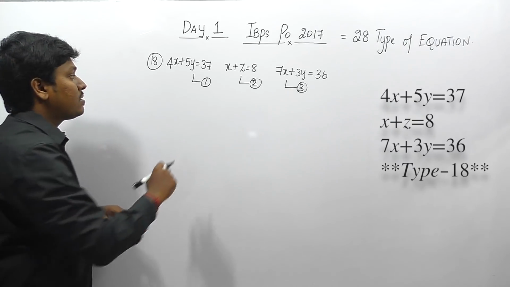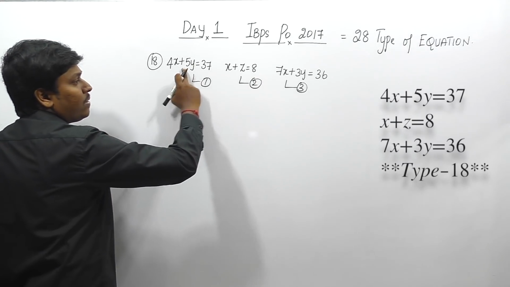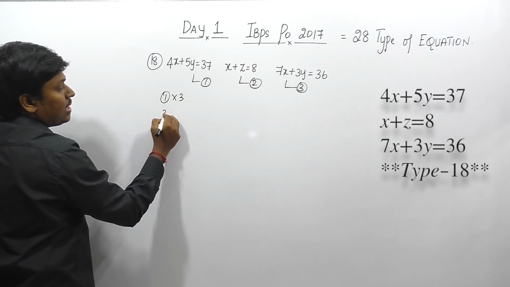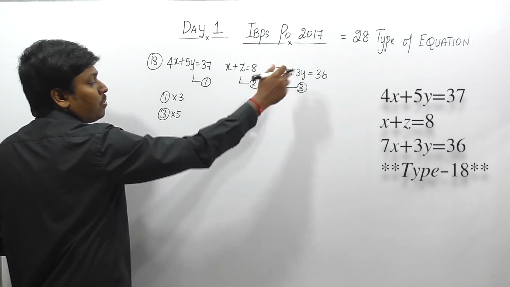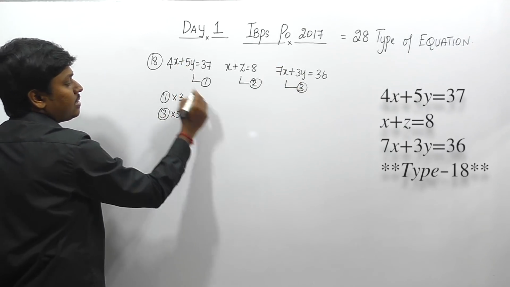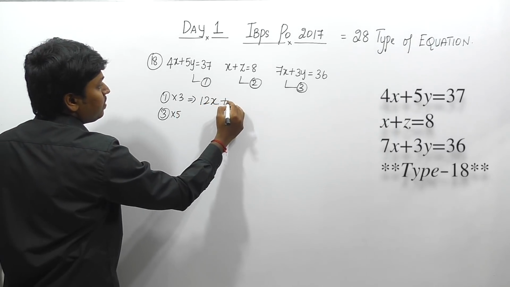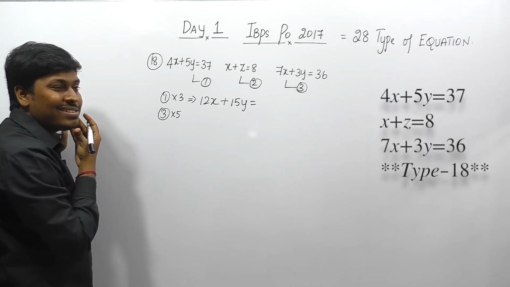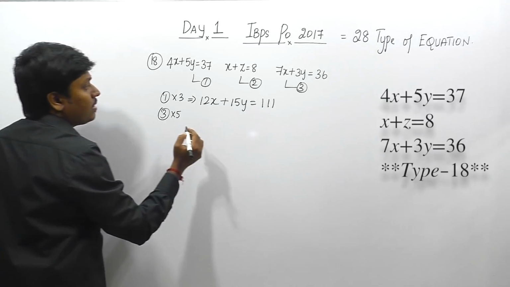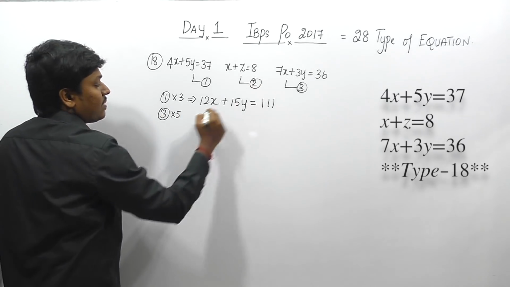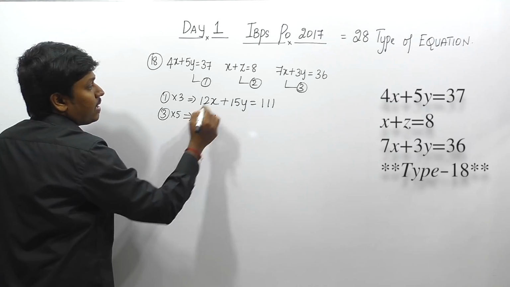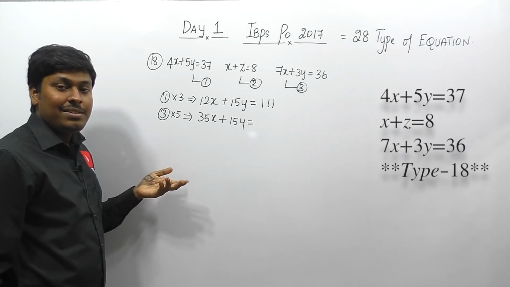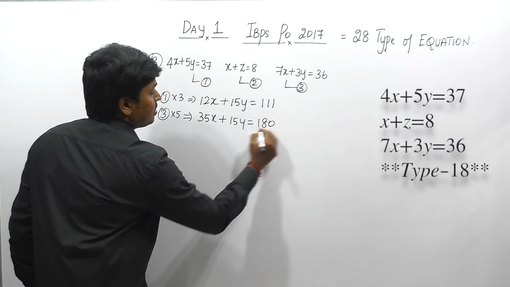That is important, right? So friends, here it is 4x, here it is 7x, 5y, 3y. So let me do one thing. I am just going to multiply equation number 1 by 3 and equation number 3 by 5 so that we can cancel both the y terms. So when you multiply this by 3, this becomes 12x, and 5 into 3 will be 15y. So 37 into 3: 30 into 3 will be 90, 7 into 3 is 21, it will be 111, right? So the third equation into 5: 7 into 5 will be 35x and 3 into 5 will be 15y, and 36 into 5: 30 into 5 will be 150, 6 into 5 will be 30, the resultant will be 180. So be faster friends, right?